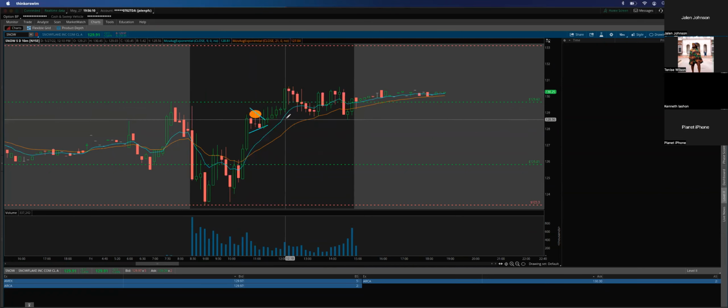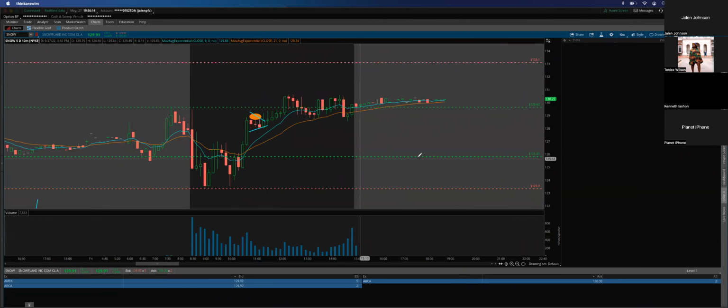So where should I have took puts here? I want to see if somebody gets this right. Where should I have took puts on SNOW? It was never a downtrend, so it was never a lower high. Good job, it was a trick question. You shouldn't have took puts at all, right?